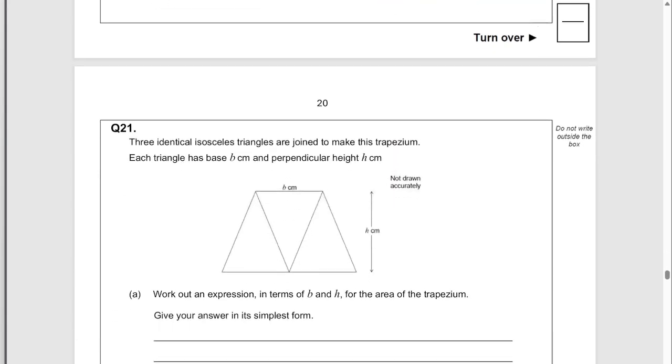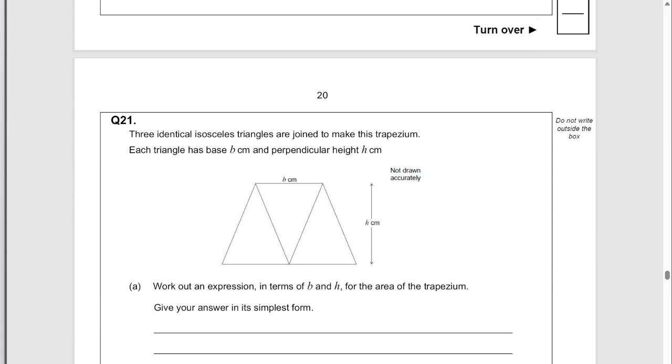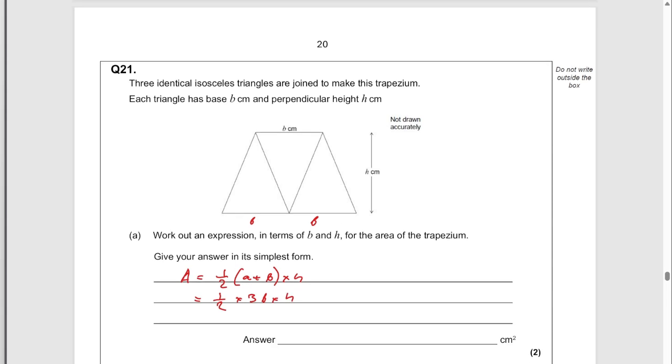Question 21 then. Three identical isosceles triangles are joined to make a trapezium. Each side has a base of b and a perpendicular height of h. Work out an expression in terms of b and h for the area of the trapezium. So the area of a trapezium is a half of a plus b, and those are the perpendicular sides, times by h. So for this one, that's going to be half of b plus 2b, so that's going to be half times by 3b times by h. So that's going to be 3 over 2 bh.